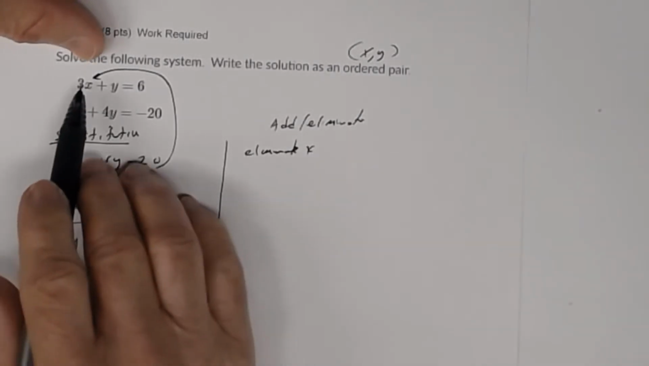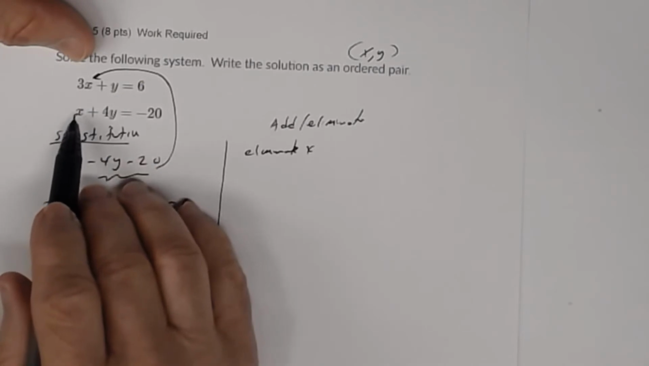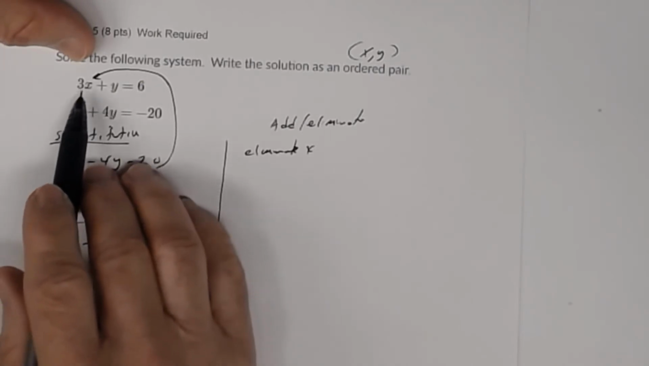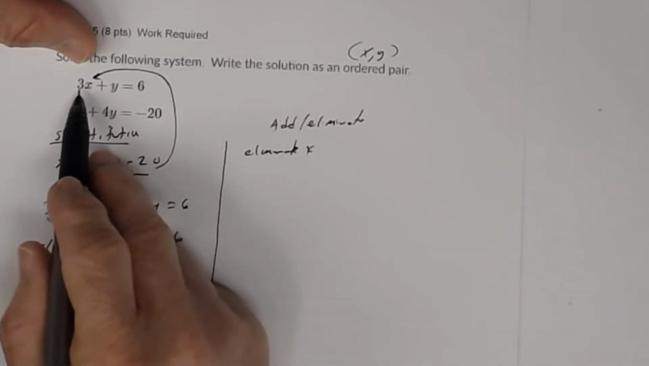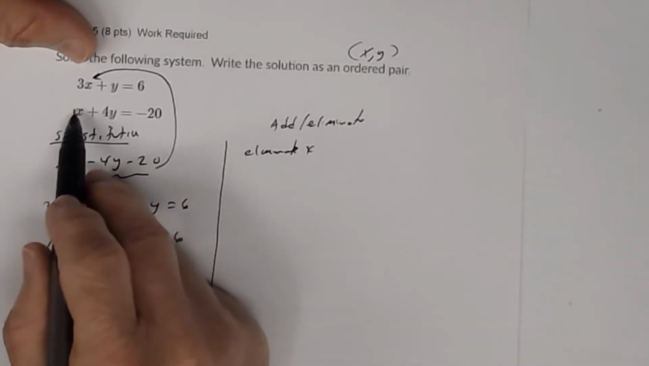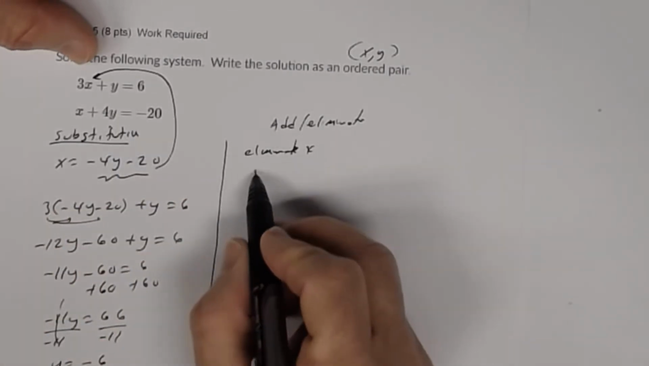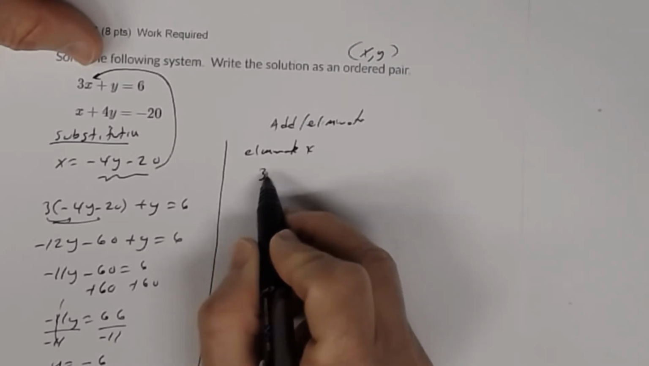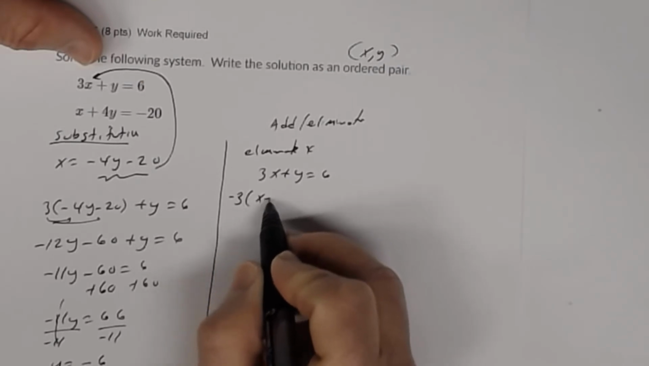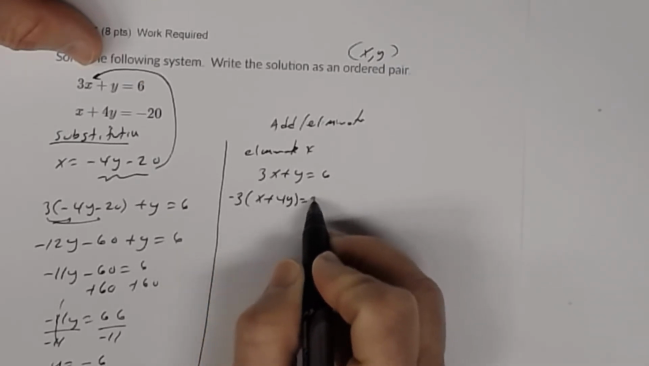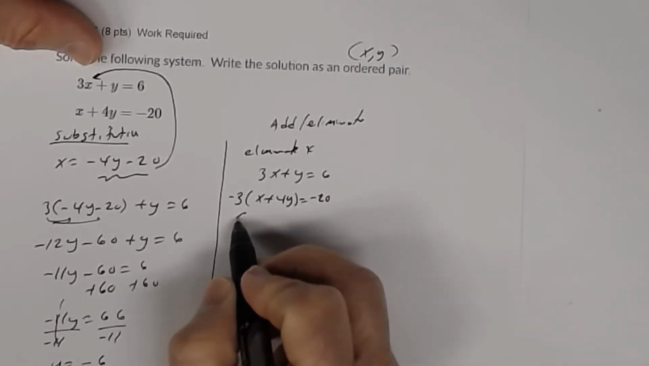Now to do that, if I want to eliminate the x, remember, you've got to get the coefficients of x to be opposites. And so first of all, the least common multiple of 3 and 1 is 3. So this already has a 3, this does not, but I need it to be an opposite as well. So I'm going to multiply this equation by negative 3. So if you do the elimination, you're going to say 3x plus y equals 6, and then negative 3 times x plus 4y equals negative 20.